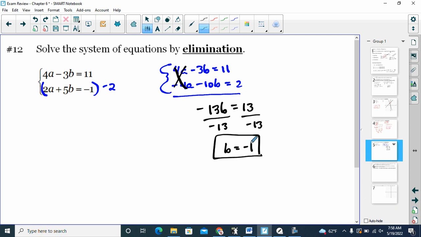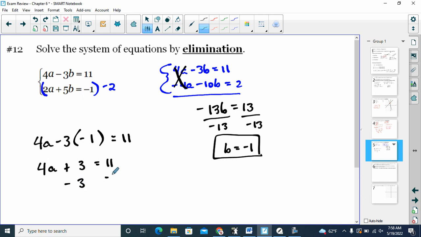Just like the previous problem, I have one variable. I need to get the other one. We know b is negative 1, so I can substitute negative 1 back into either equation and get a. Again, doesn't matter which one you choose. I'm going to go with the top one. I've got 4a minus 3 times b equals 11. But instead of b, I'm putting in what it's equal to. Negative 3 times negative 1 is positive 3.